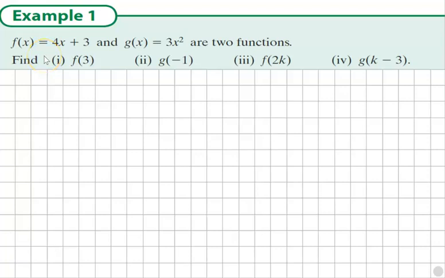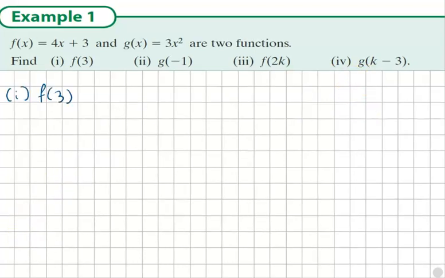Introduction to Functions, Part 2. Example 1. f of x equals 4x plus 3 and g of x equals 3x squared are two functions. Find Part 1, f of 3, Part 2, g of minus 1, Part 3, f of 2k, Part 4, g of k minus 3. So Part 1, find f of 3.